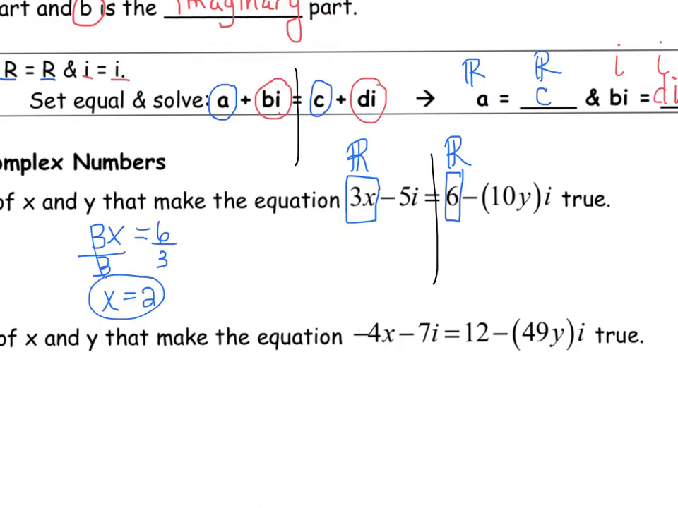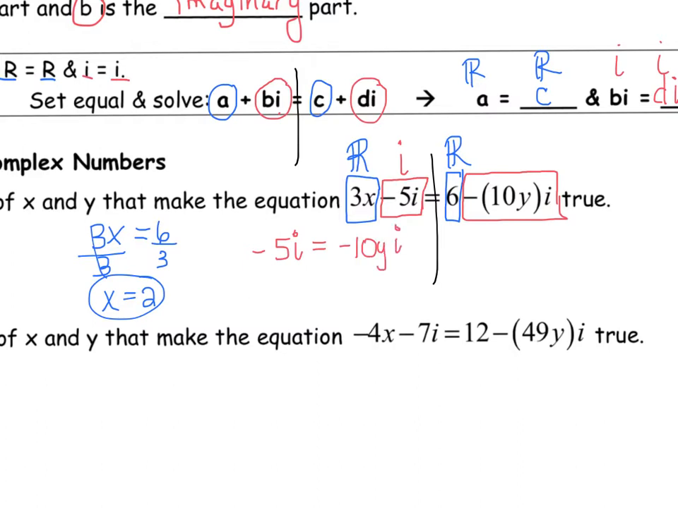Now we need the imaginary parts. Here's a 5i, and I'm going to include the negative sign in front of it, so that's the imaginary part. And on this side, here's the i, and it's connected to all of this. Don't ask me why they put parentheses around the 10y, I don't know, but all of those things go together. So we're going to set negative 5i equal to negative 10yi.